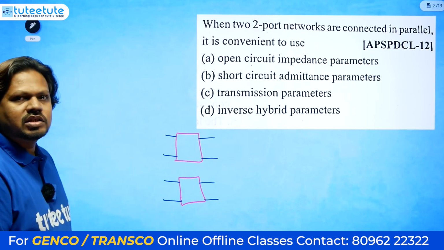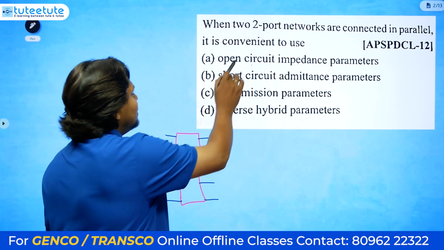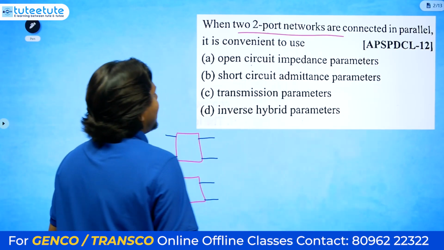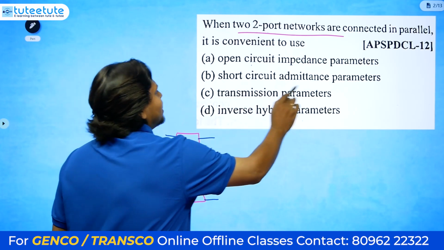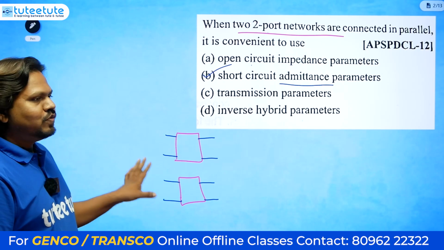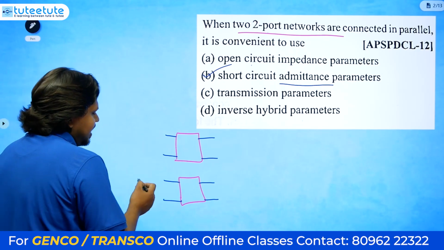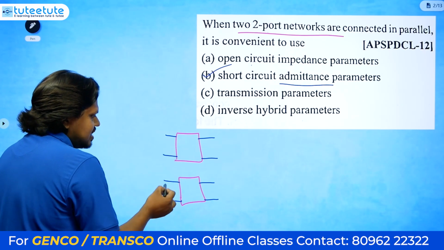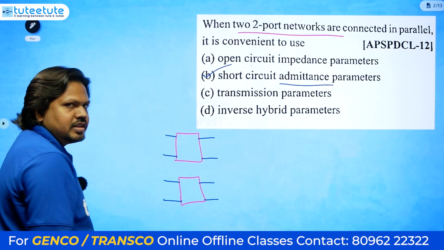What is a parallel connection? Don't think I don't know. I know the answer directly: two-port networks connected in parallel, so they are connected directly, and we need admittance parameters, the short circuit parameters. I know the answer, but I want to give you some analysis and revision, that's why I'm explaining. Parallel connection means there is a certain voltage here, and a certain voltage here, and here.